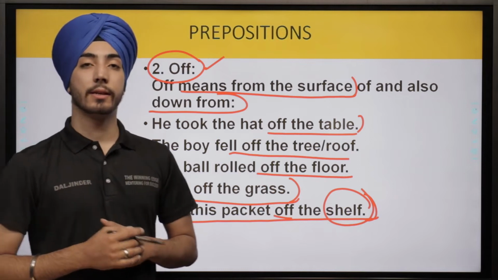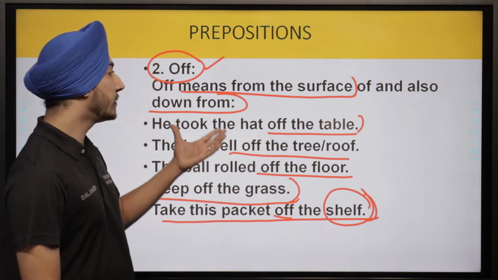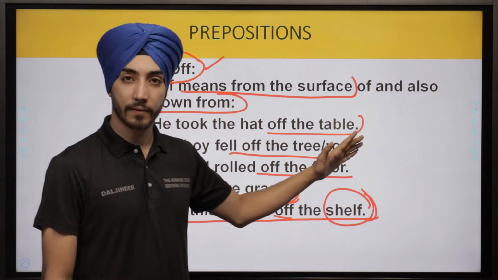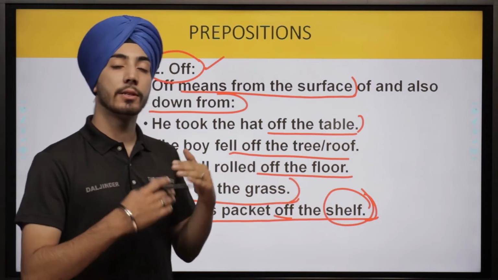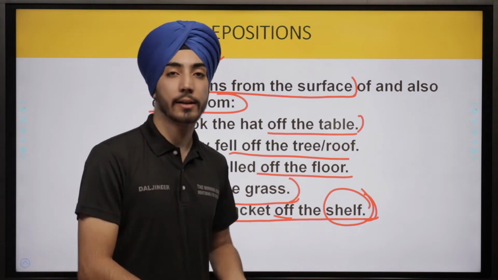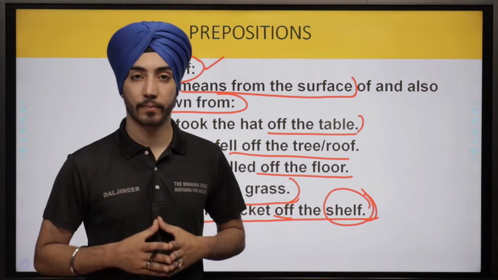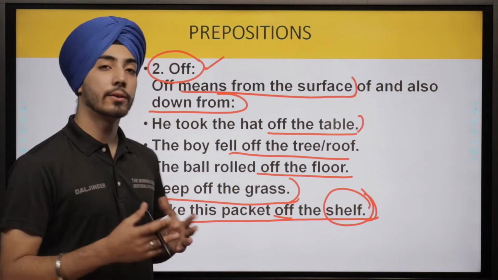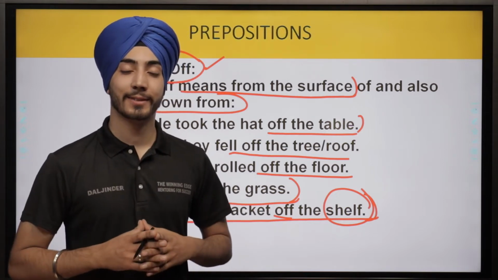So I hope this is clear to you. So off हम कहाँ पे use करेंगे? Off will use with reference to some kind of surface, ठीक है? और या फिर किसी चीज को अगर position में हम नीचे लेके आ रहे हैं, then also we can use off. Alright? Okay. Now let's look on to the next preposition.